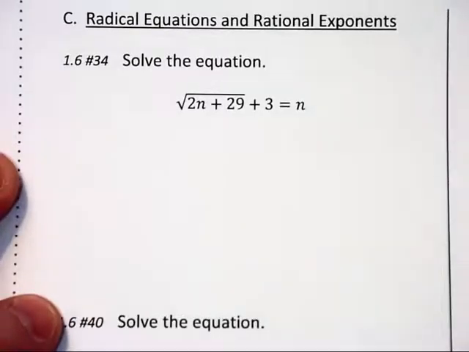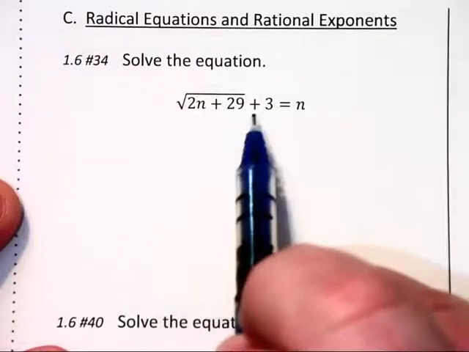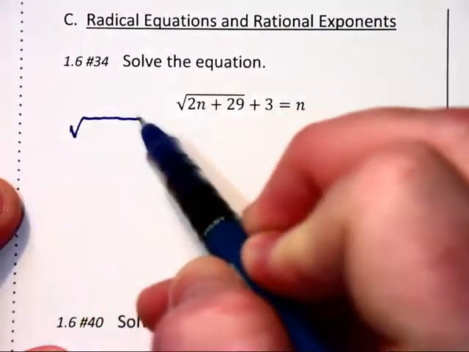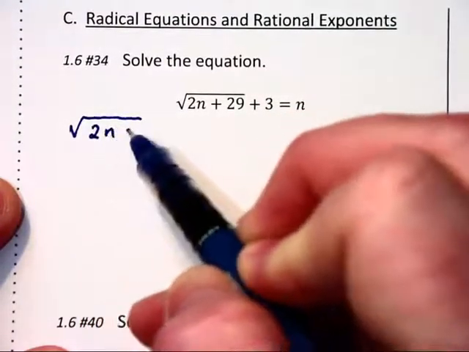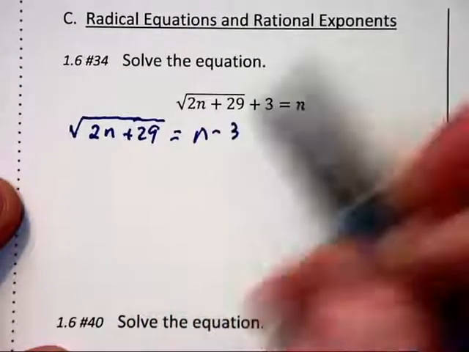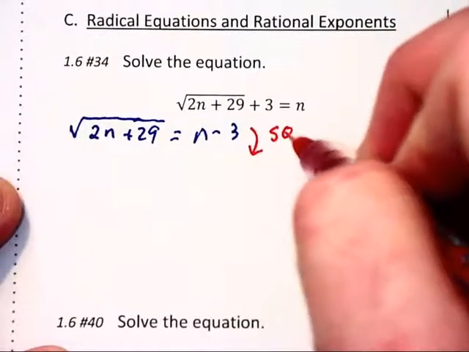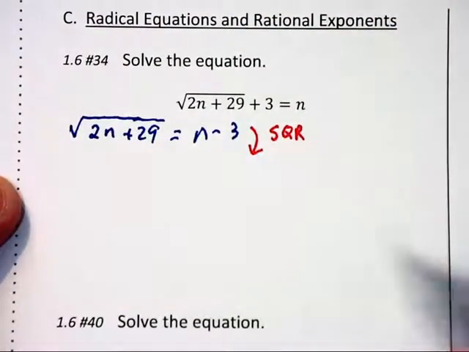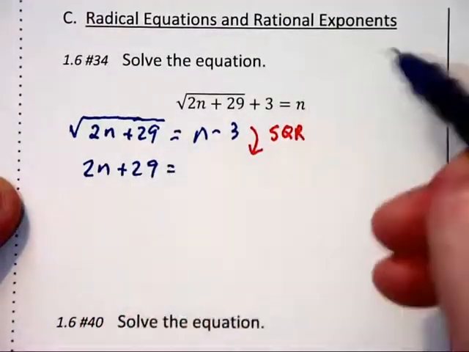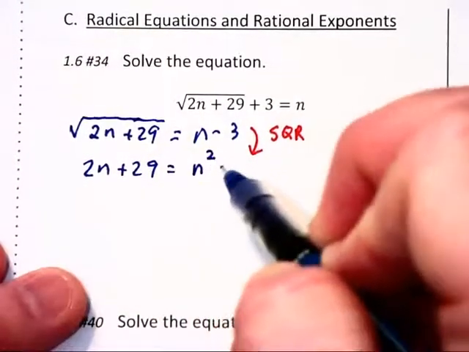Anytime you solve radical equations, it's often convenient to isolate one of the radicals. And so in this case, we want to subtract the 3 to the other side. This will give us the square root of 2n plus 29 is equal to n minus 3. We can then square each side, and that will lift off the radical on the left, leaving us with 2n plus 29. And on the right, we're going to have n minus 3 times itself, which is n squared minus 6n plus 9.